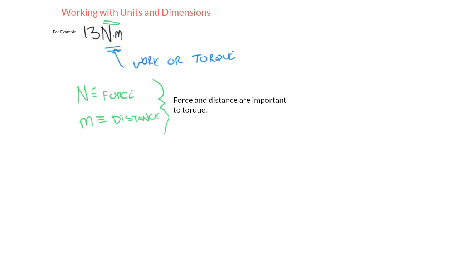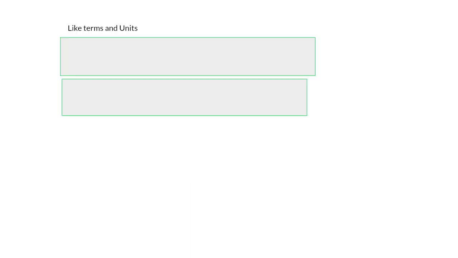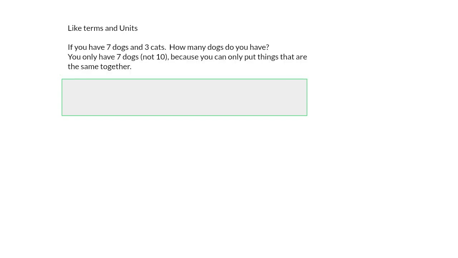So in summary, units tell how and what was measured, whether it be force or torque or acceleration. Dimensions tell what is important to that measurement. So in units and dimensions, we have what is called like terms. For example, if you have 7 dogs and 3 cats, how many dogs do you have? You only have 7 dogs, not 10, because you can only put things that are exactly the same together.